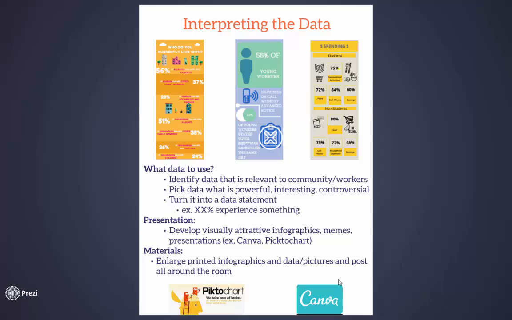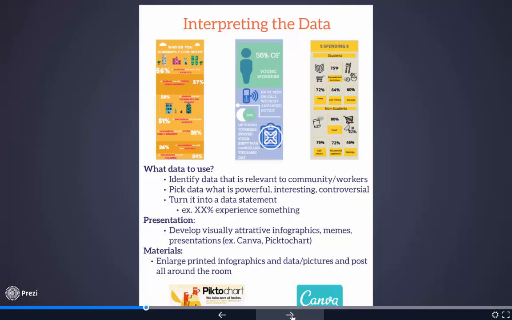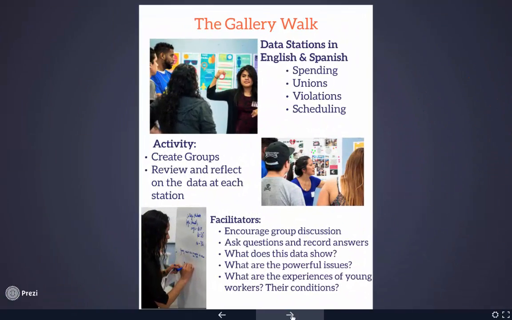And how do we present this data? We needed to find a creative way to present the data. So what we did is we developed visually attractive infographics and memes to present these findings. For example, we went to websites such as Canva and Piktochart to create the memes that are shown on the screen. And these materials were enlarged printed infographics, data, and pictures, which were posted all around the room in order to create our gallery walk.